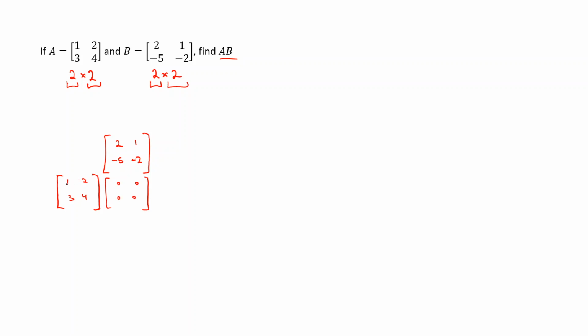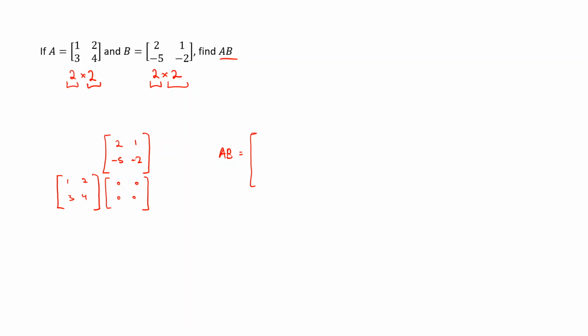Okay, corresponding to that first row of A, first column of B, first row of A, second column of B, second row of A, first column of B, and second row of A, second column of B. Now, to find out what goes in each entry, we simply take each row and column one at a time and multiply the entries in each row and column together, and then add those products.